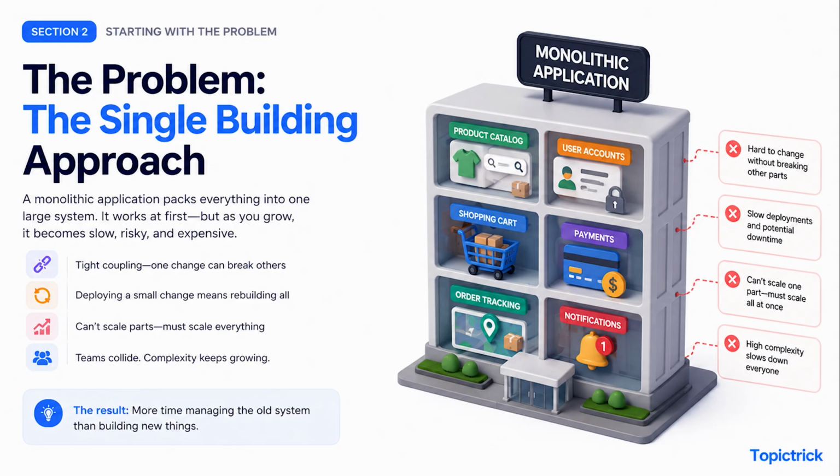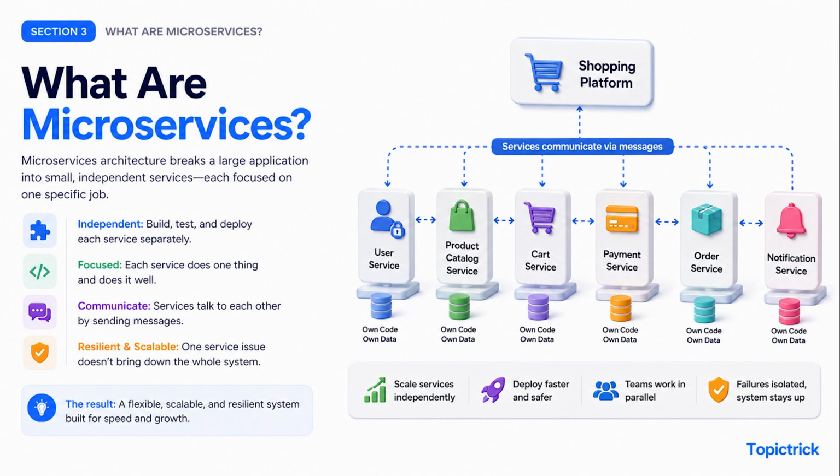The teams get in each other's way. The system becomes harder and harder to understand. And eventually, the company realizes they are spending more time managing the complexity of the old system than they are building new things. Something has to change. The answer that the technology world arrived at is called microservices architecture.